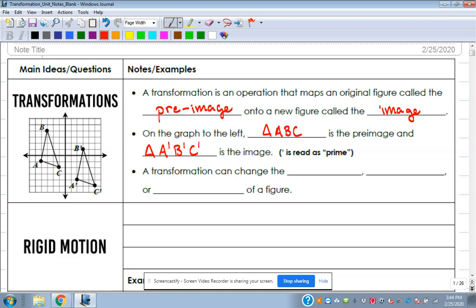A transformation can change the position, orientation, or size of a figure. Okay. Position: left, right, up, down. Orientation: that's the rotation type thing, or a flip, or reflection is what it's called. Or the size, that's a dilation. That's like make it bigger or shrink it down. Those are the different things that we're going to do.